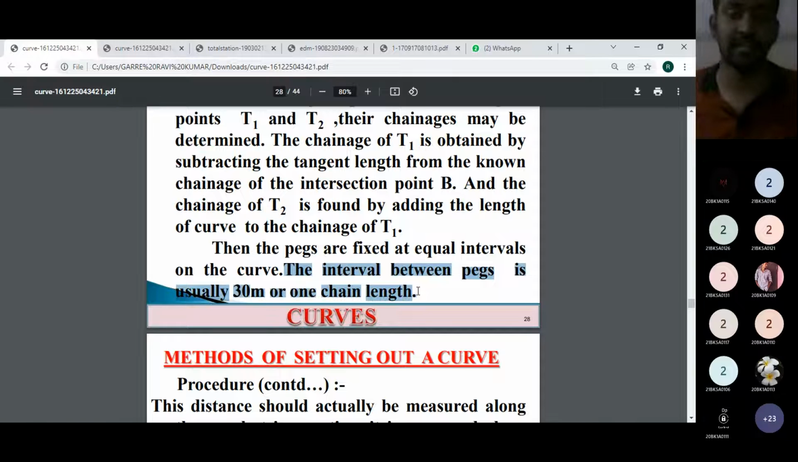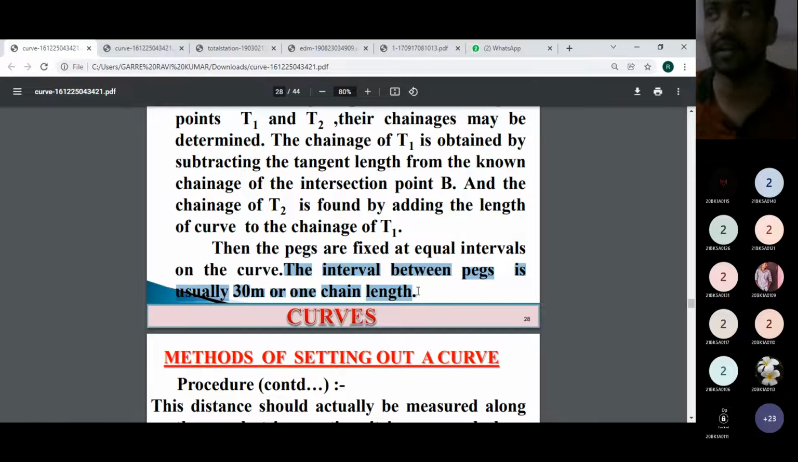Now it means that that 30 meter or one chain length can be taken. It is the approximate method we have to take. But actually this method cannot be taken. It means that a 30 meter one chain length cannot be kept as one regular interval. So that regular interval can be kept by some angles.